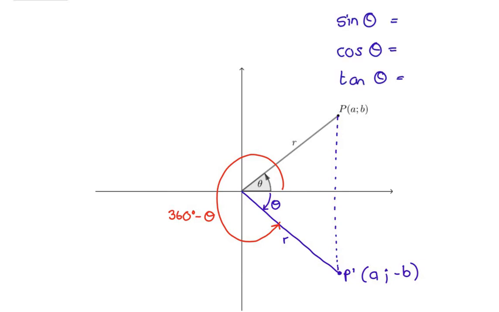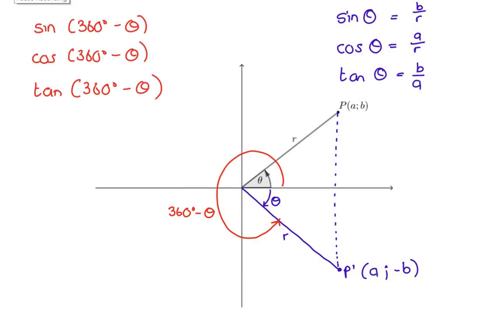Okay, what have we seen? We know that sine of theta is b over r, we know that cos of theta is a over r, and we know tan of theta is b over a. So now let's look at 360 minus theta. So if we look at sine of this angle of 360 minus theta, sine is y over r, so this would be negative b over r. Cos is x over r, which you'll notice remains exactly the same. And tan is y over x.